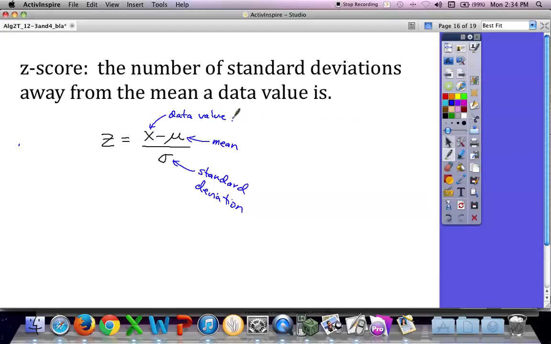Now this is where you can compare z-scores to figure out whether something is unusual, or is it just, yeah, a little more than the average, a little less than the average, but it's not unusual.